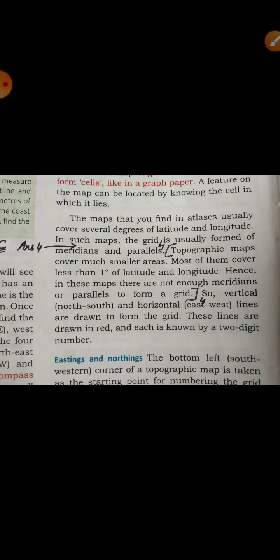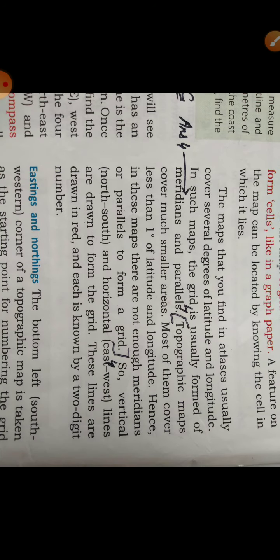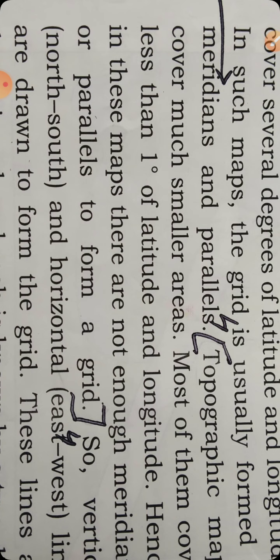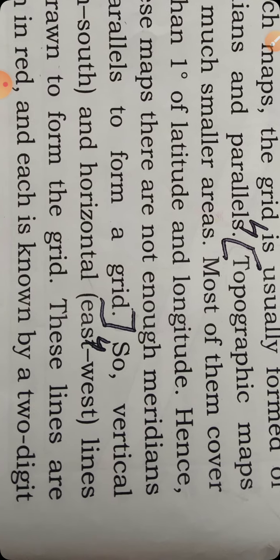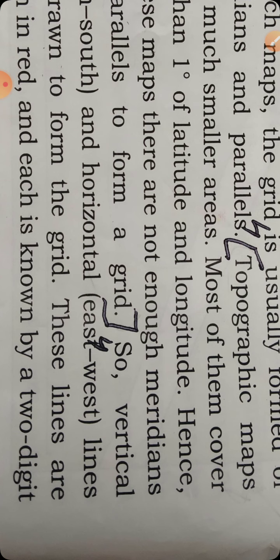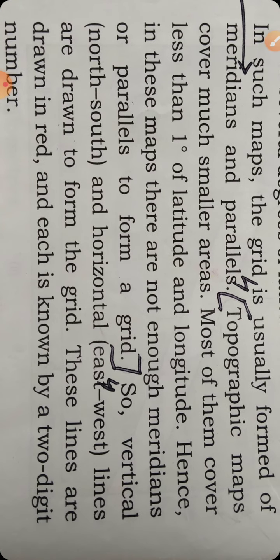Let us see the fourth part. What is the fourth question saying? The question was easy enough. You understood? Why is the grid of a topographic map not made of parallels and meridians as in an atlas map? So this is the reason. Topographic maps cover much smaller areas. Most of them cover less than 1 degree of latitude and longitude. Hence, in these maps, there are not enough meridians or parallels to form a grid.